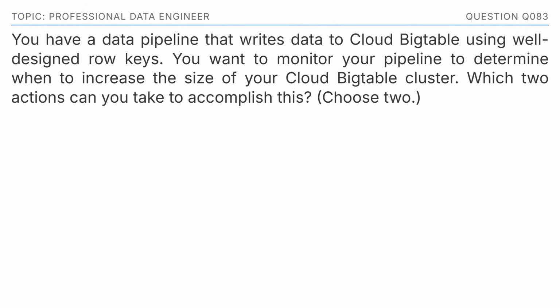You have a data pipeline that writes data to Cloud Bigtable using well-designed row keys. You want to monitor your pipeline to determine when to increase the size of your Cloud Bigtable cluster. Which two actions can you take to accomplish this? Choose two.